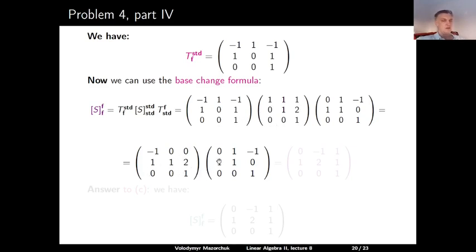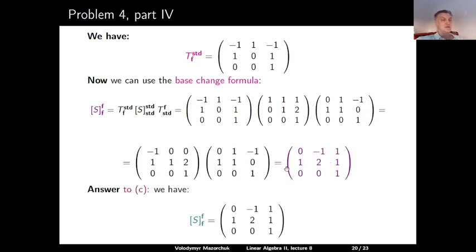And now if you multiply these two matrices, the first row should be just minus, so 0, minus 1, 1. Then first, second, and 2 times third, 1, 2, 1. And finally just the third row, 0, 0, 1. So this means that the matrix of S in the basis F is the matrix 0, minus 1, 1, 1, 2, 1, 0, 0, 1.